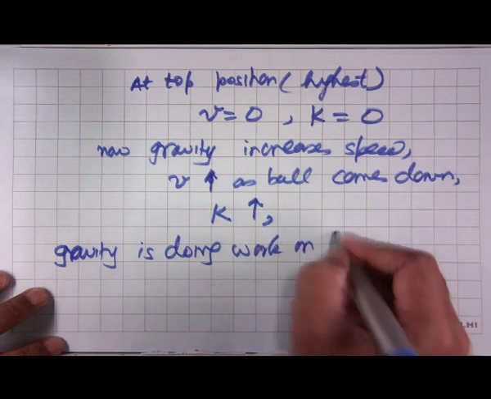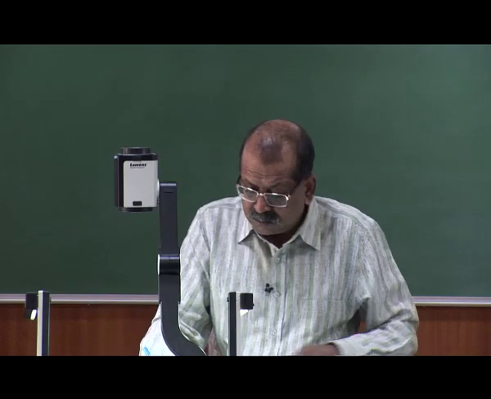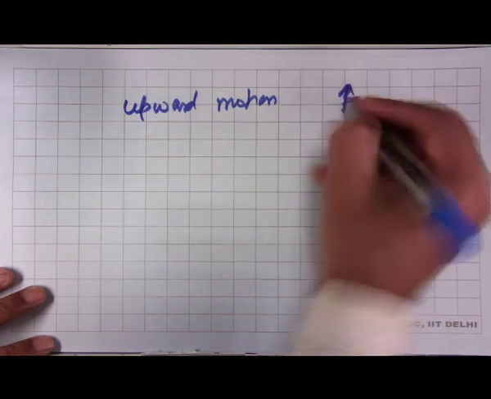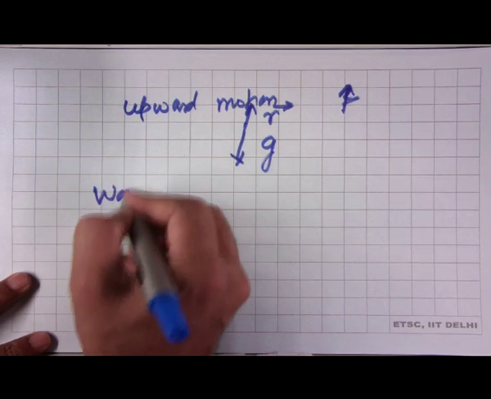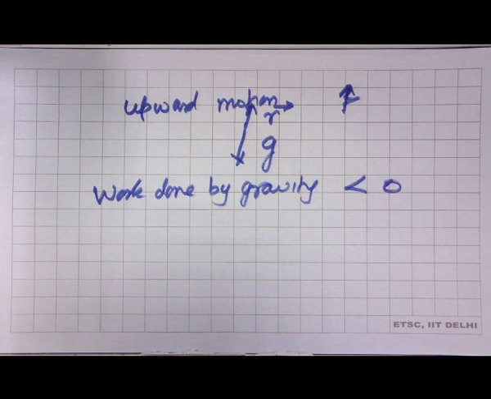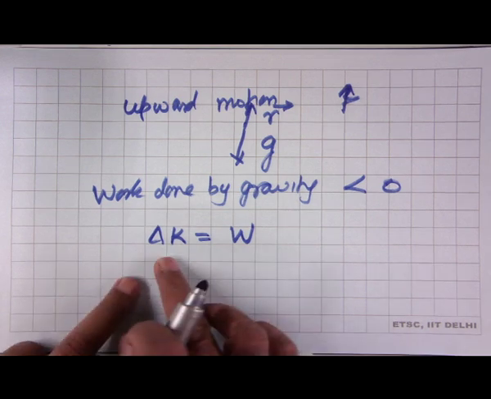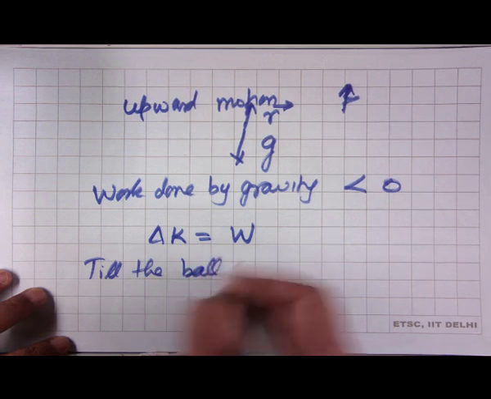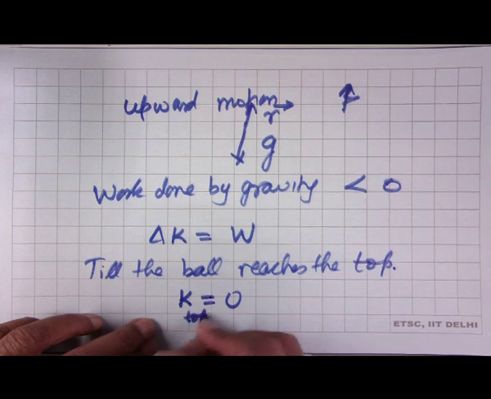Now, what is happening is, gravity is doing work on the ball throughout. In the upward motion, the gravity force acts down, the displacement is upwards. Therefore, the work done by gravity is negative, and that is why, since change in kinetic energy is equal to work done, if work done by gravity is negative, then the kinetic energy reduces, and this happens till the ball reaches the top. At the top position, kinetic energy becomes 0.